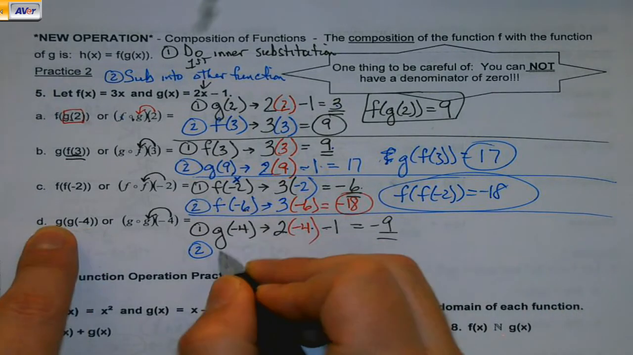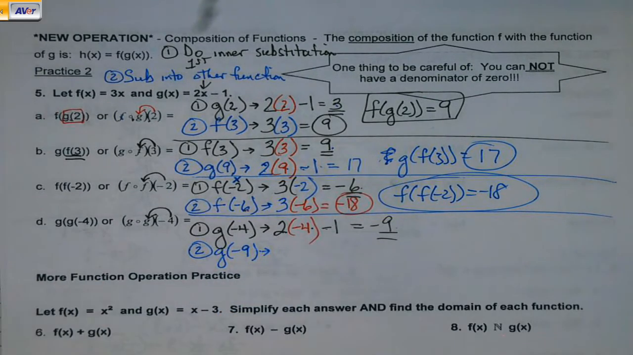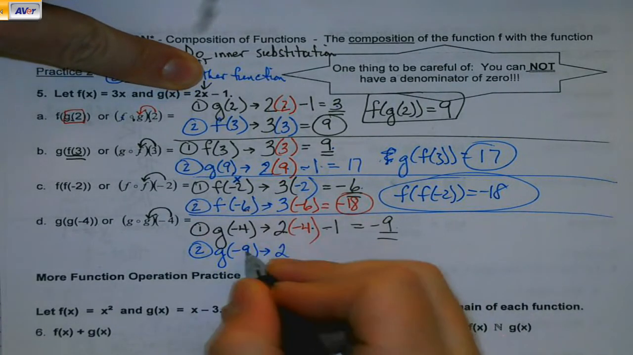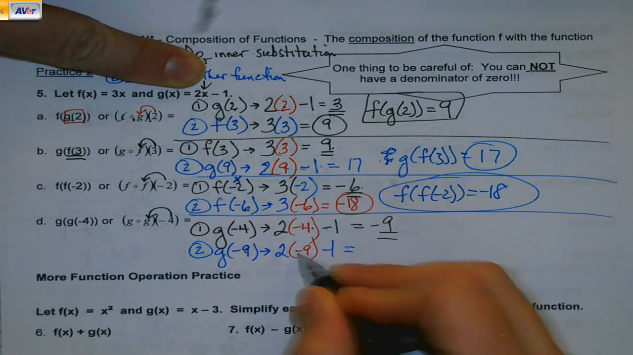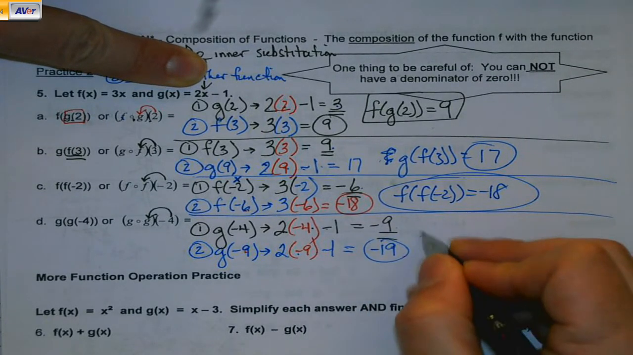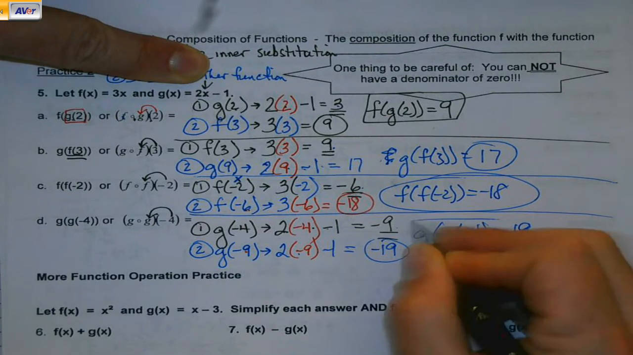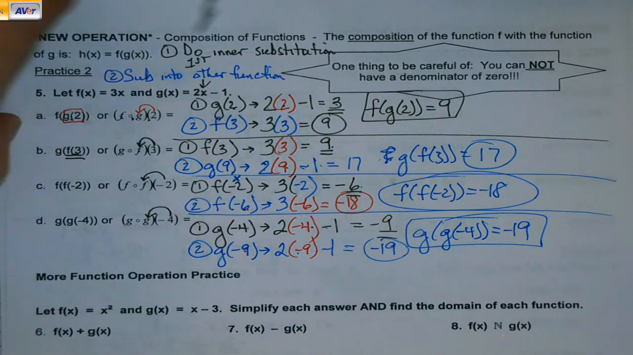So now again, I'm still using the g function. But now I'm looking for the answer when it's negative 9. Same function. Different x value to plug in because the number in my parentheses has changed. So negative 18 minus 1 is negative 19. So g of negative 4 is going to be negative 19. So just keep reminding yourself of that. Just work yourself inside out when you're trying to do that stuff, and it'll be easier with those operations.